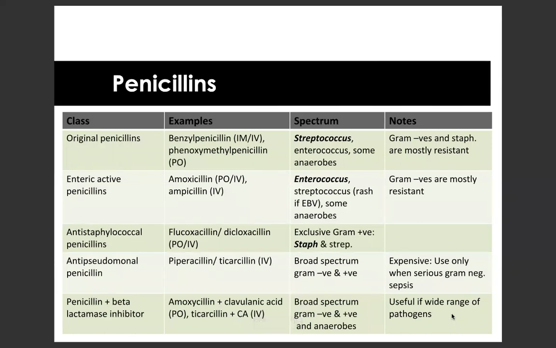So the first class is penicillins, and as I already went through this, for strep you use benpen, for enterococcus use amoxicillin, for staph you use Fluclox. If you need a penicillin that also covers Pseudomonas, you pick Pip-Taz, piperacillin tazobactam. And Augmentin Duo, which is amoxicillin clavulanic acid, can be quite broad spectrum, covers gram-pos, gram-neg, and anaerobes as well.